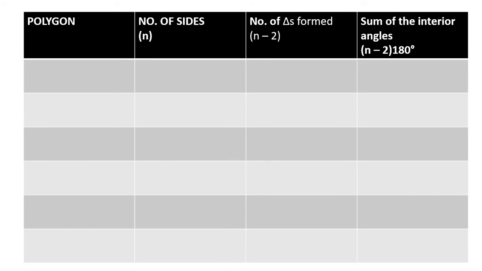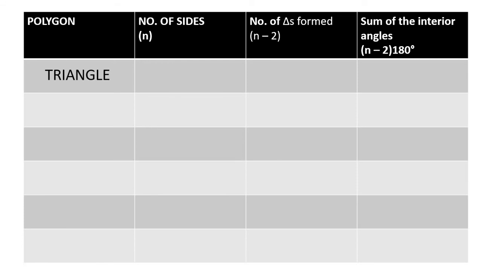Let's have a summary. So for the first column will be the name of the polygons. The second column will be the number of sides, which will be our n. And then for the third one, we have the number of triangles formed, which will be our number of sides minus 2. And then for the last column, the sum of the interior angles. And we have a formula, quantity n minus 2 times 180 degrees.